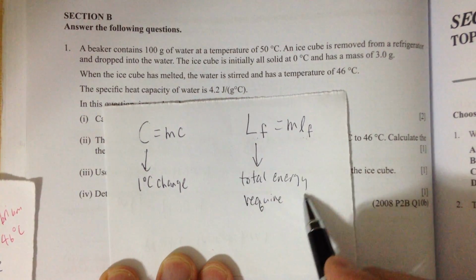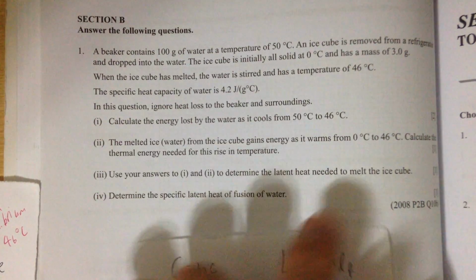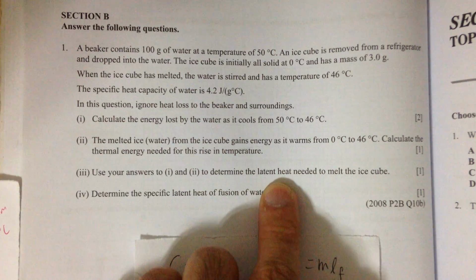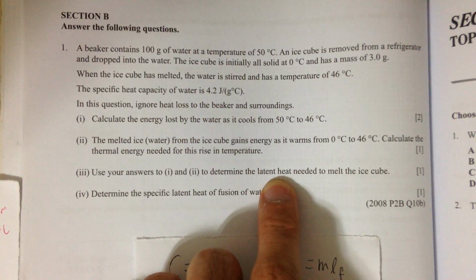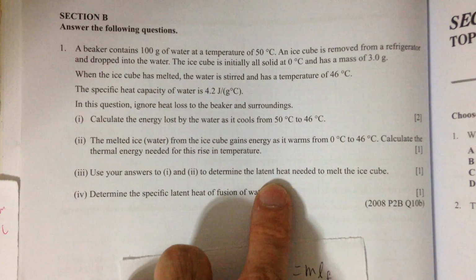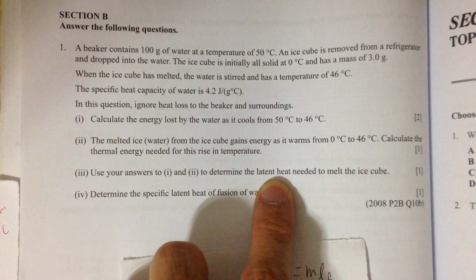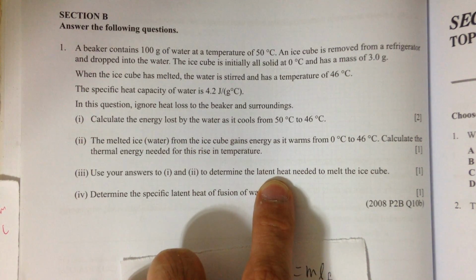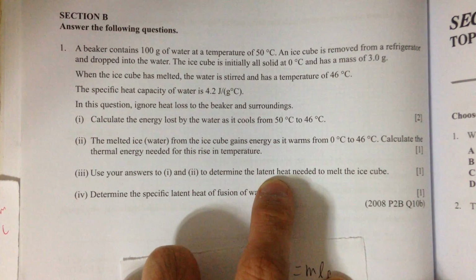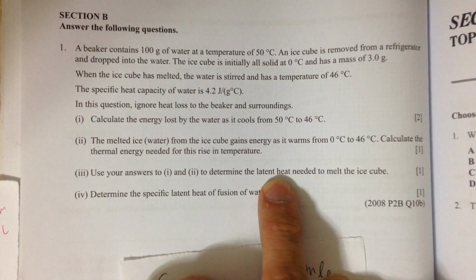So in other words, if they ask you what is the latent heat required, they are simply asking you what is the energy required to melt the ice. That's it. What's the heat energy required to melt the ice? So don't get confused by this word. This word is not saying anything more than just asking you what's the energy required.